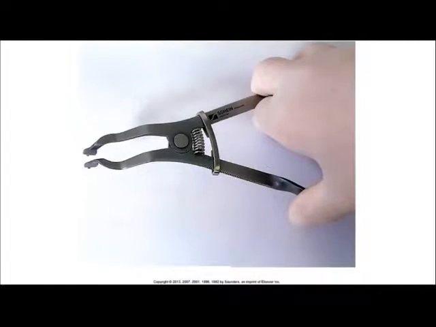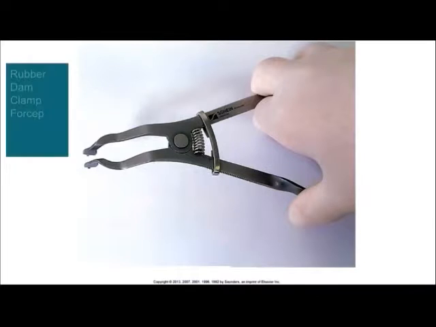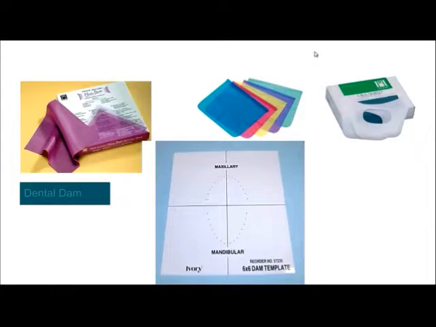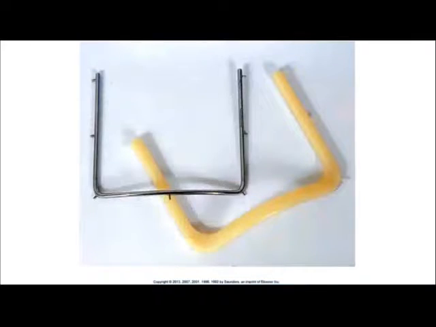This is the clamp forceps, which allows me to pick the clamp up and place it on the tooth. And here we have the rubber dam itself, the template, which helps me to punch the holes, and the napkin, which keeps the patient's face dry. And this is the final holder of the rubber dam. This is the dental dam frame.